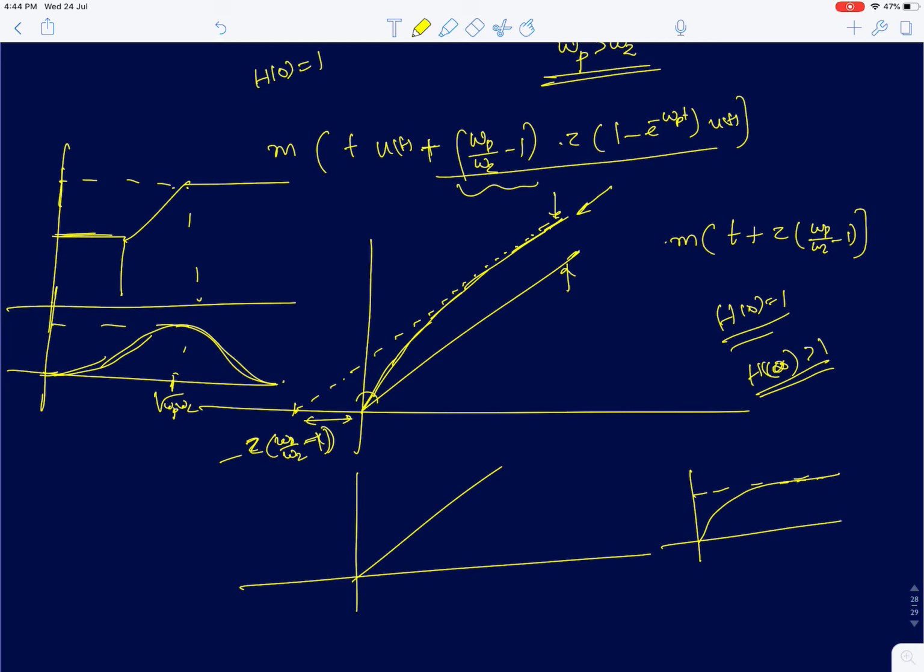And we can very easily see at t equal to 0, the rate at which the output is going to rise will be higher. In the steady state, of course, it's going to catch up with t into u of t. That is determined purely by the DC gain, which is equal to 1. So it will be the same, and the slope will be the same in the steady state. But at t equal to 0, the output is rising faster, because of which it will have a head start. This will be leading the input, and the steady state error will again be given by m tau into (omega p by omega z minus 1).